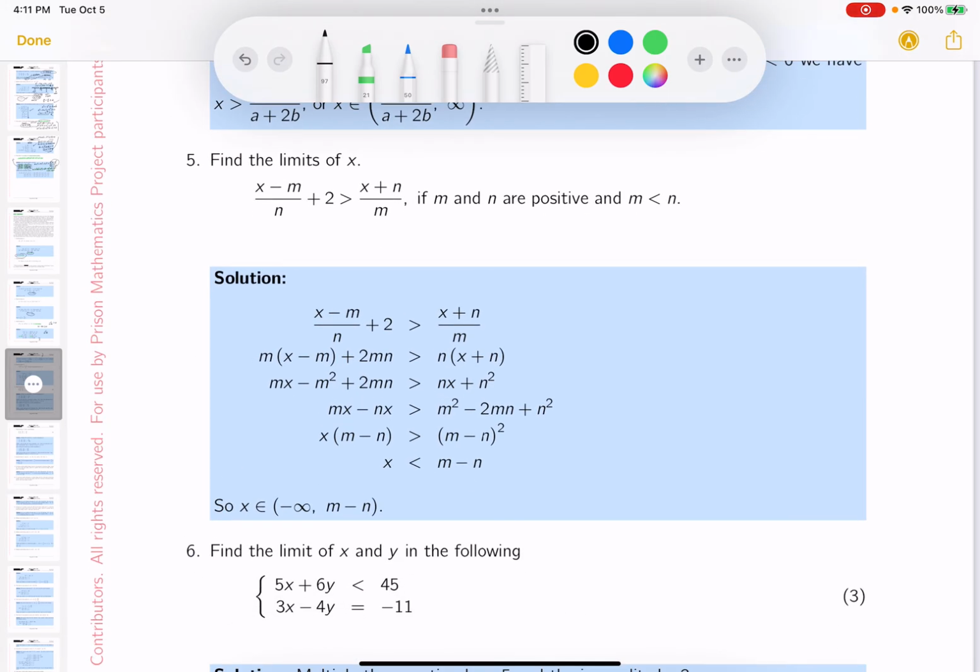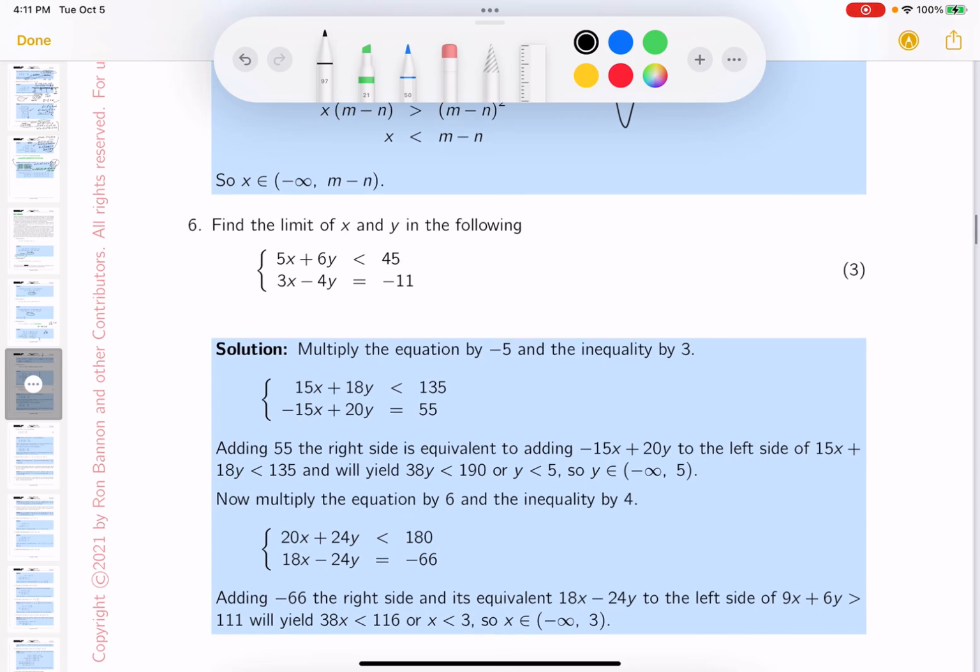Next one up, it's still abstract, but they're giving me some information over here. They're telling me that m and n are positive, and that n is greater than m. All right? Go through the work on your own. If you have trouble, look at my work. All right? This one's that limit problem.